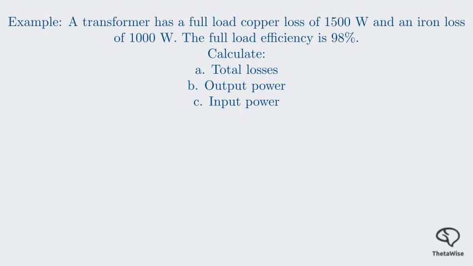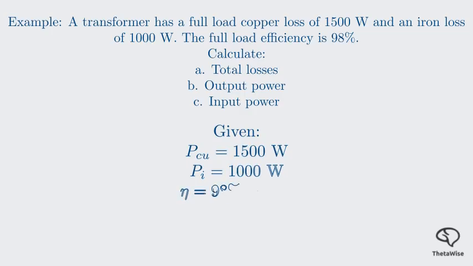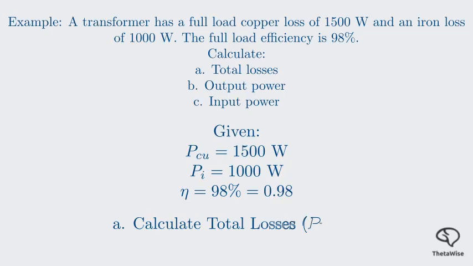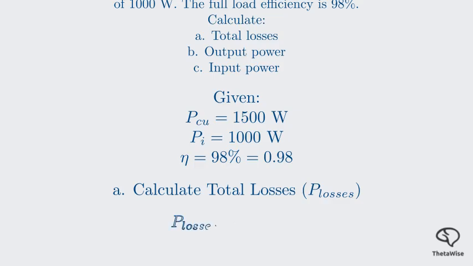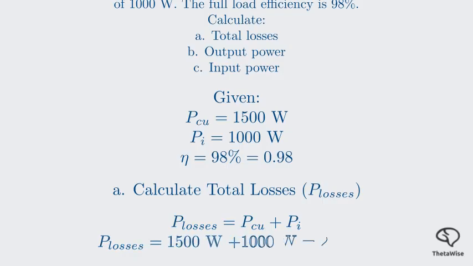Step 1. Understand the given information. We are given the copper losses at full load, the iron losses, and the efficiency at full load. We need to calculate the total losses, the output power, and the input power. Step 2. Calculate the total losses. This is the easiest part. We simply add the copper losses and the iron losses. Remember, iron losses are constant, so they are the same at full load. The total losses are 1500 watts plus 1000 watts, which equals 2500 watts.